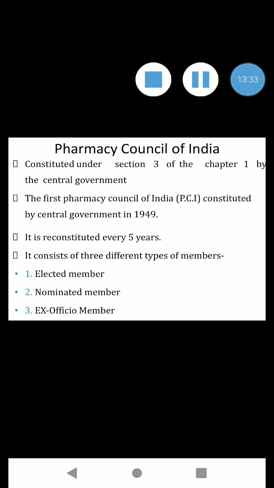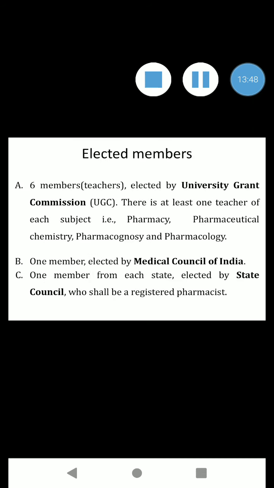Okay, so it consists of the following different types of members: first the elected members, then nominated members, and then we discuss the ex officio members. So first we see the elected members. There are 6 members elected from the UGC, meaning the University Grants Commission, or the teaching staff of Indian universities, at least one teacher of each subject, that is pharmaceutical chemistry, pharmacognosy, pharmacology and pharmacy.